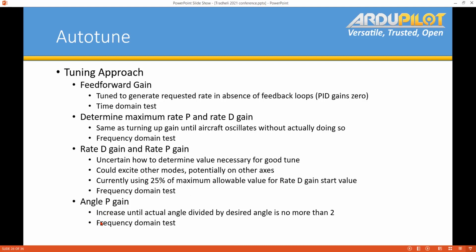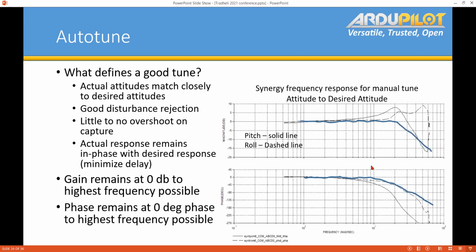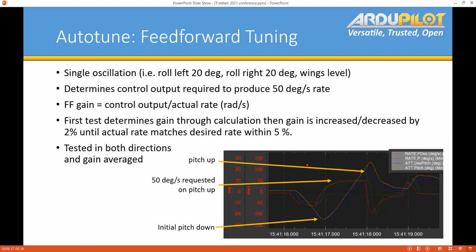And then lastly, it's angle P, where we increase the frequency until we find the maximum gain. That's going to be for the actual attitude divided by the desired attitude. Then increase the angle P term until your gain is no more than 2, which results in about a 6 dB change. So we're looking for this to be no higher than 6 dB, which is right here. That's effectively how I'm tuning that. Questions so far?